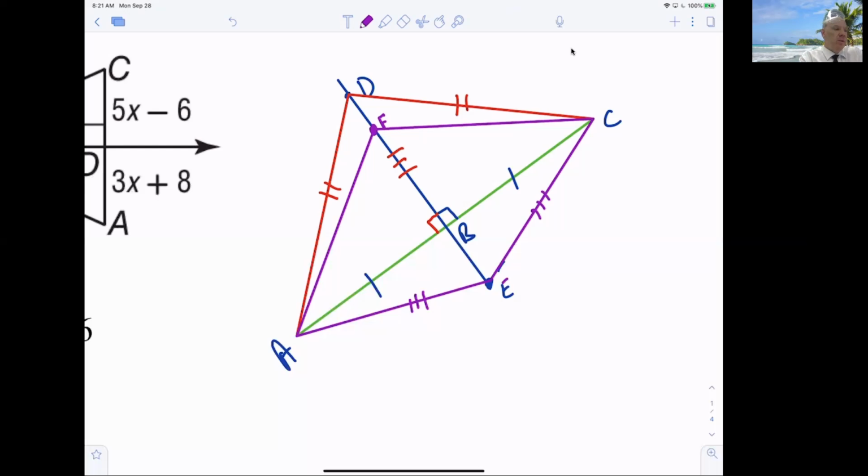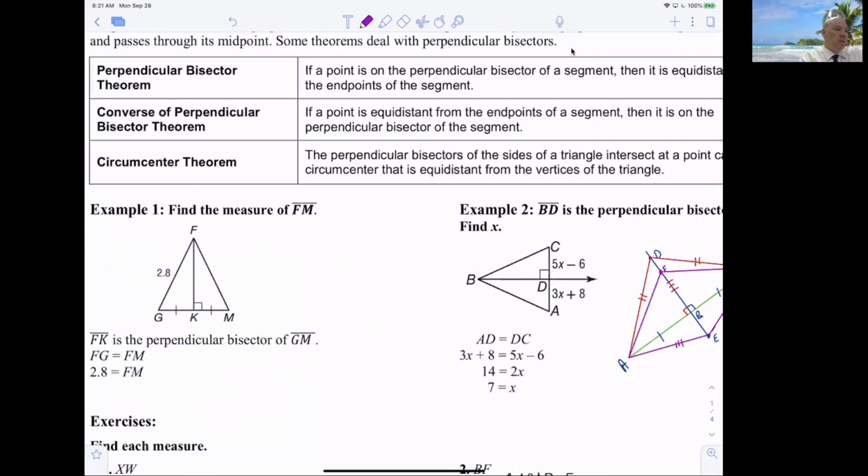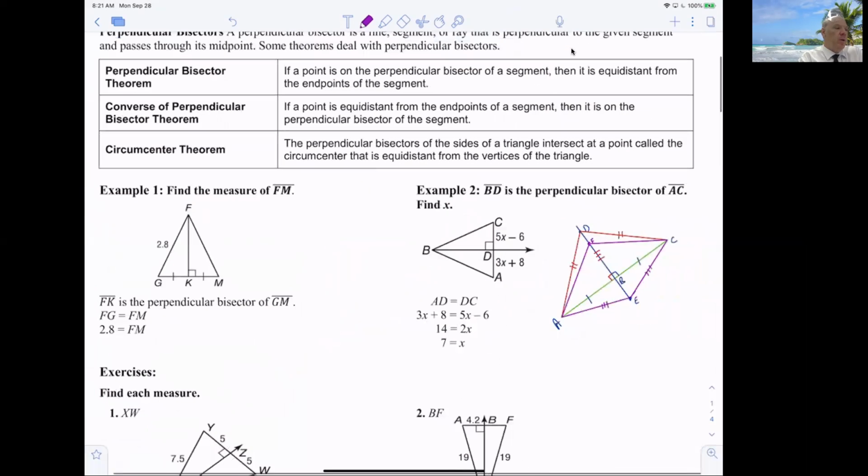Now let's look and see what it says. The perpendicular bisector theorem. Again, it's called a theorem because we just did what? We just proved it. It says, if a point is on the perpendicular bisector of a segment, then it is equidistant from the endpoints of the segment. Does everybody agree with that? And does everybody agree we just proved that? But did I write the proof? No, but it was easy to write the proof. Hopefully you feel good about that.